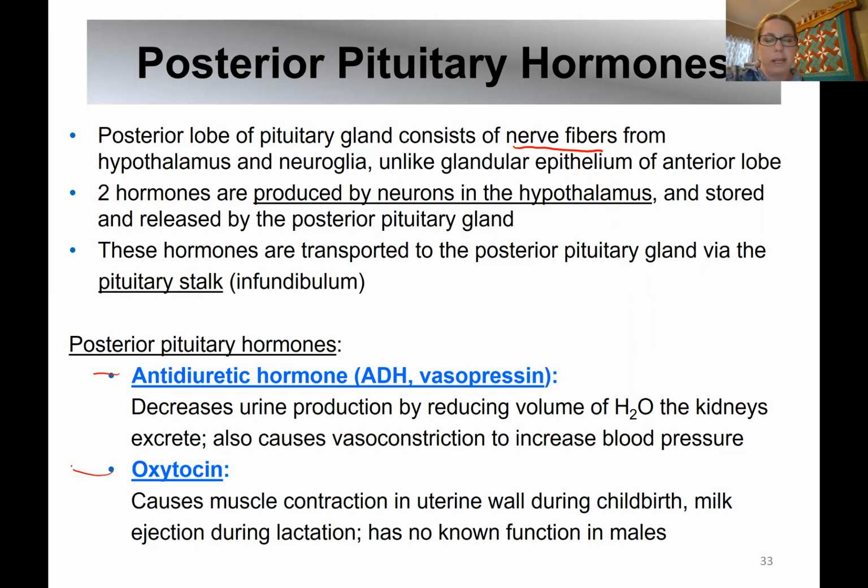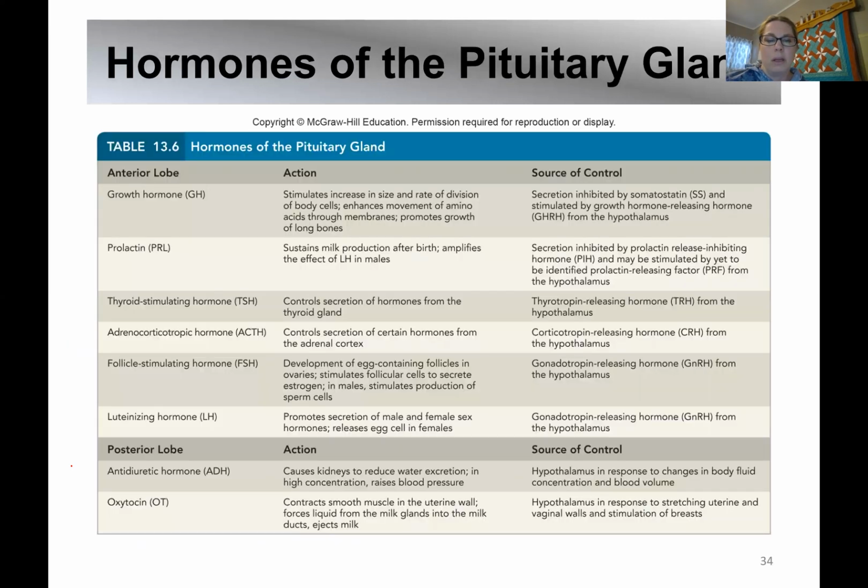We know what ADH does, right? It helps conserve water in the kidneys. Oxytocin, as I mentioned, helps with stimulating labor and childbirth, and then also helps with milk production during breastfeeding. Okay, so here is an overview of the hormones from the pituitary. It looks at anterior and posterior. So there's a table for you guys to review there.